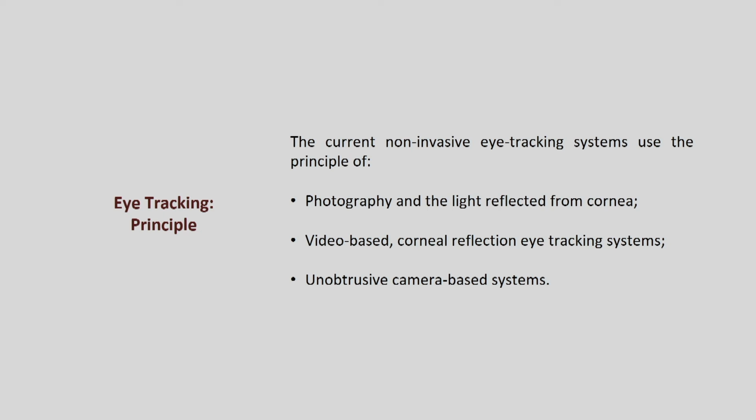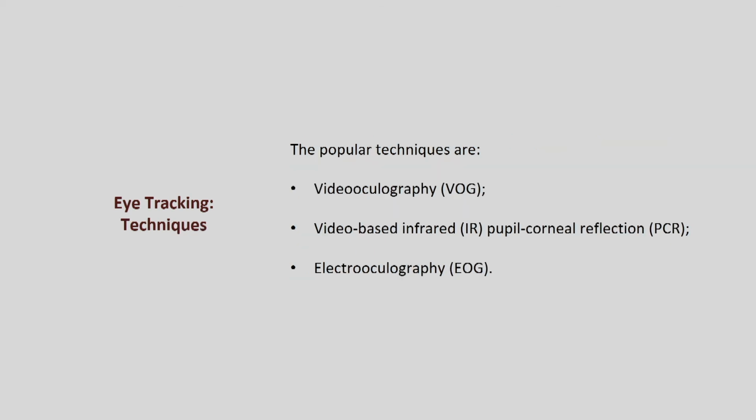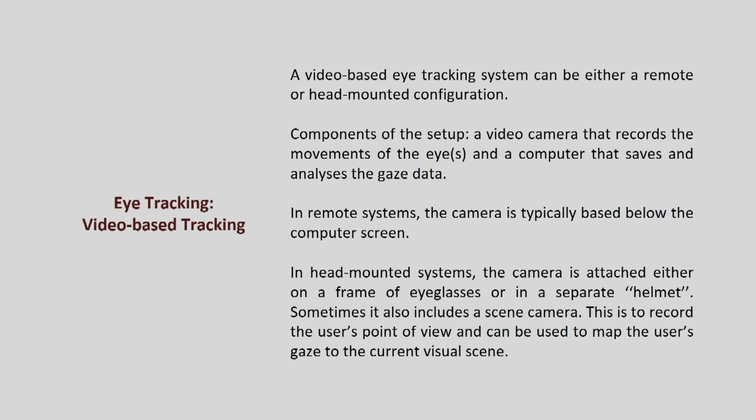It follows mainly three principles. One is photography and the light reflected from the cornea. Second is the video based corneal reflection eye tracking system, and third is the unobtrusive camera based system. So, these are the three principles we use, and we have three very specific techniques. One is video oculography, video based infrared pupil corneal reflection, and electrooculography. So, I will be describing all these separately.